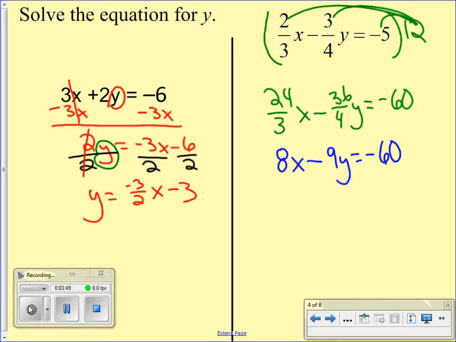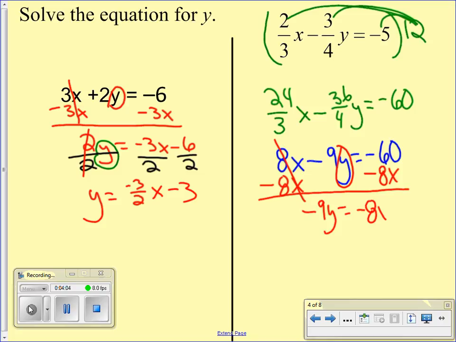I circle my y because that's what I'm solving for. And I'm going to subtract 8x from both sides. Literally just moving it to the other side. Negative 9y equals negative 8x minus 60.